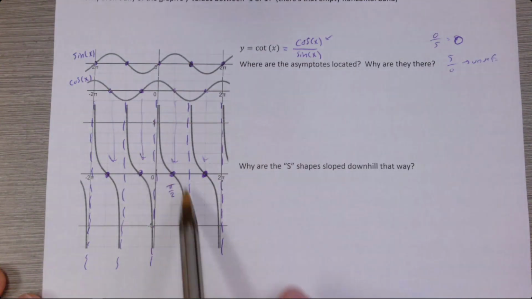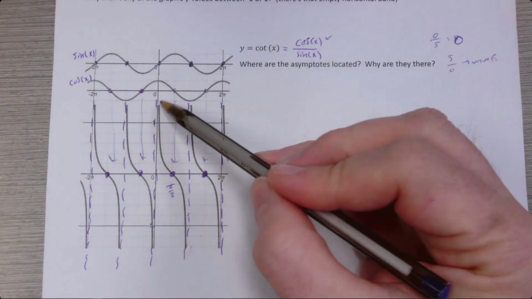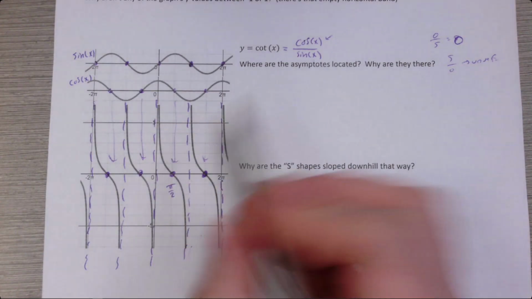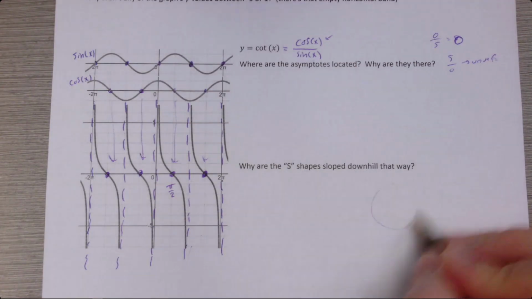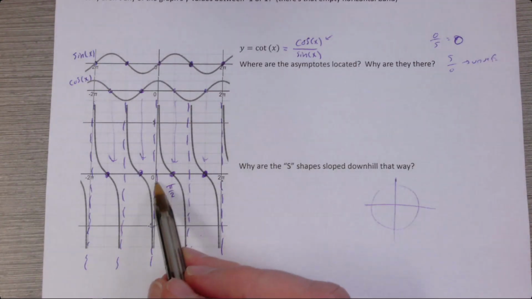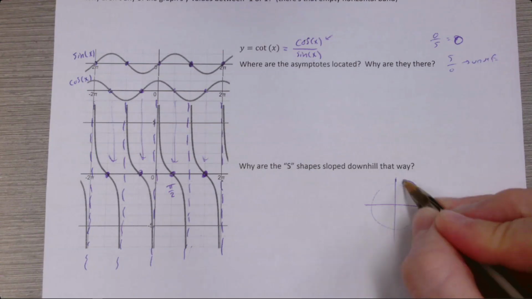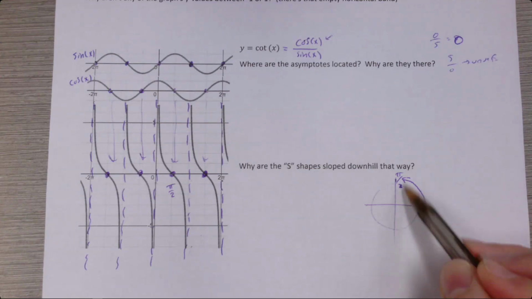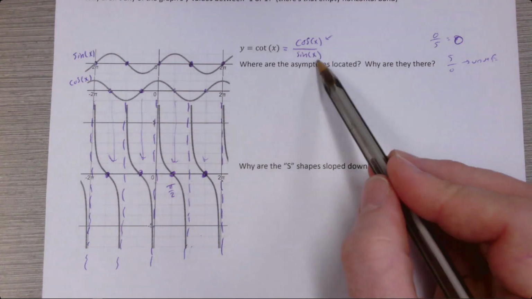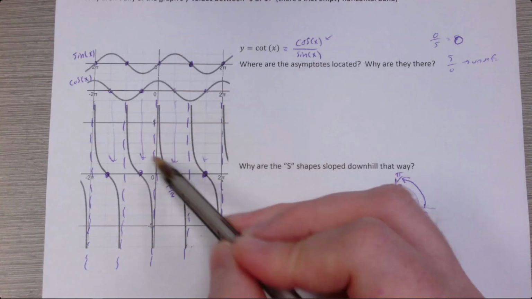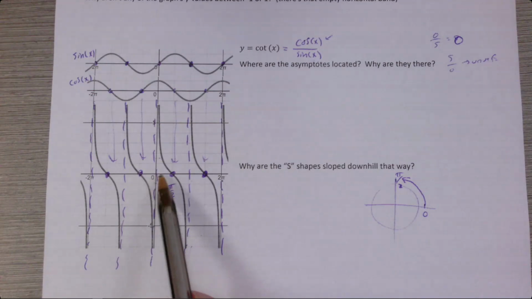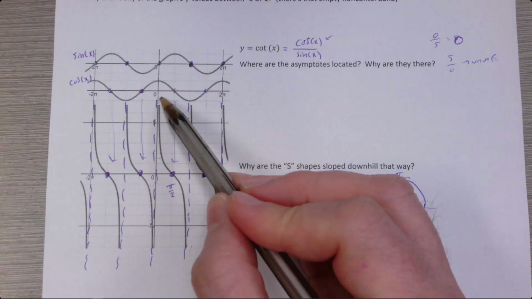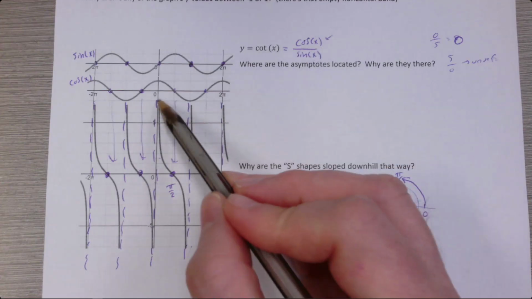Why are these kind of S shapes headed downhill? In other words, why do we go from infinity down to 0 down to negative infinity? Well, we could think about when is cotangent positive versus negative. If you imagine the unit circle, for angles between 0 and pi over 2, cosine is positive and sine is also positive. So that means cosine divided by sine is positive, which is why all these y values are positive. And remember, as the angles approach 0, we're dividing by a number that gets close to 0, which forces y values to infinity. But because it's all positive, it's going to be positive infinity.